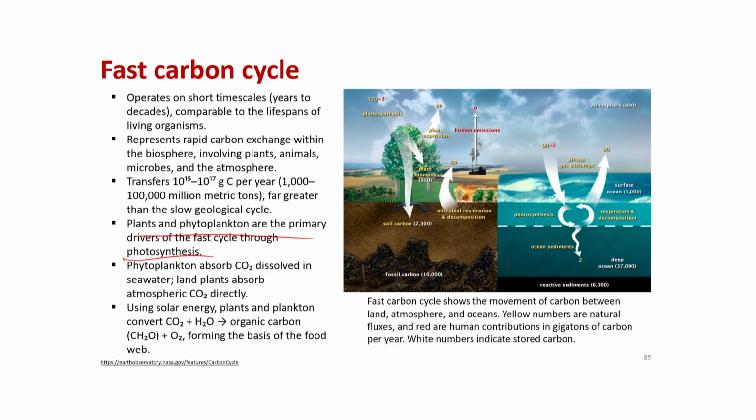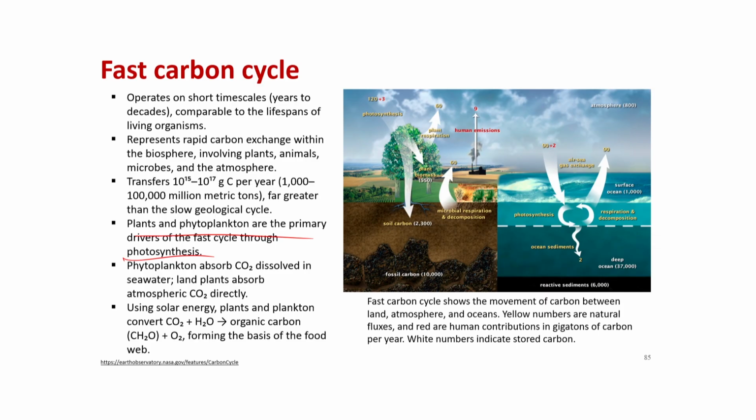Another thing which is primarily responsible for this cycle is a phenomenon called phytoplankton, where phytoplankton absorbs CO2 dissolved in seawater, and using solar energy, these plants and planktons convert the CO2 and moisture into organic carbon and oxygen, forming the basis of the food system. So the food cycle is primarily driven by this short cycle of carbon dioxide.